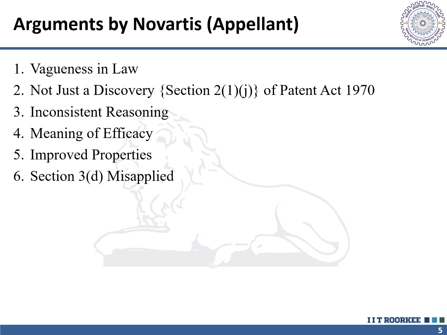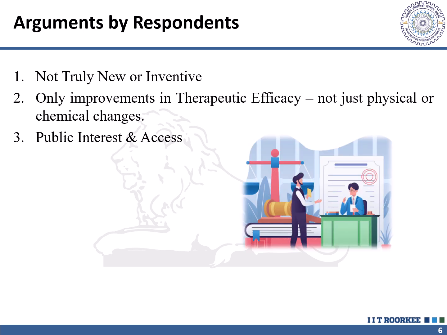The arguments by the respondents were that the beta crystalline form was not considered novel or inventive due to earlier scientific publication about imatinib. Then they argued that under Section 3D, only improvements in therapeutic effect matter, not just physical or chemical change. They also emphasized that granting patents for minor changes would make life-saving drugs costly, quoting global declarations and public concern about access to medicines.